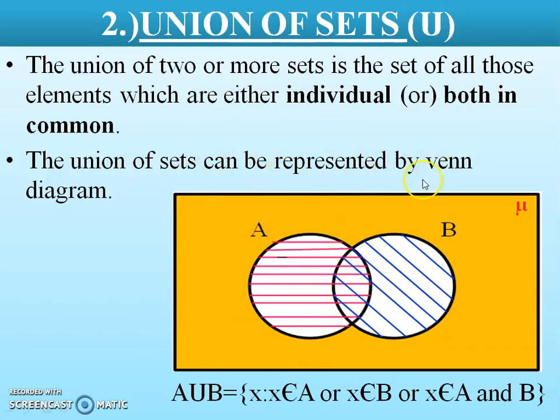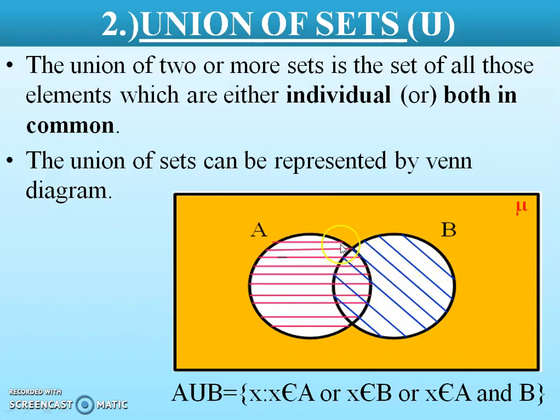So this union of sets can be represented by a Venn diagram. So how to write that? This set A union B is equal to {x : x belongs to A, or x belongs to B, or x belongs to A and B}. What is x here? x is any element which is present in A or B. We will see that in future videos on how to solve problems. Okay. So x can either belong to A, or x can belong to B, or x can belong to both A and B.